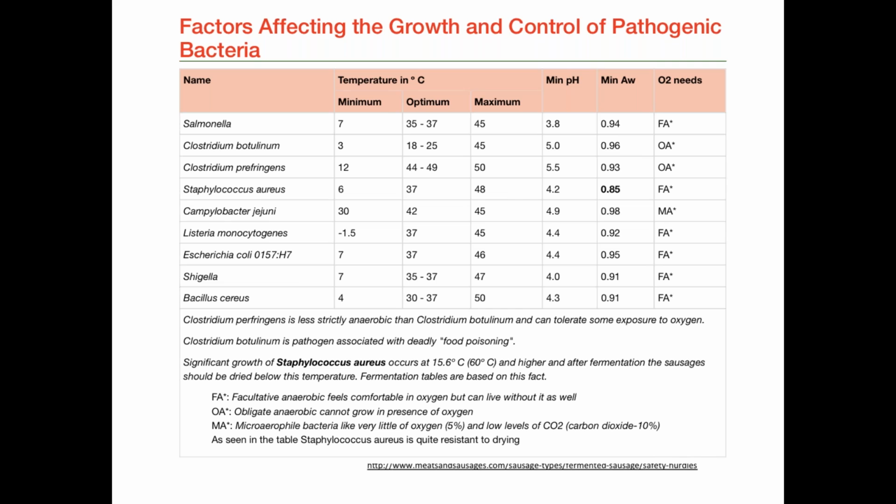Significant growth of Staphylococcus aureus occurs at 15.6 degrees Celsius and higher, and after fermentation the sausages should be dried below this temperature. Fermentation tables are based on this fact. So we see how some of these microbes act differently than others. Listeria is definitely a big one because it survives in freezing temperatures. But staph is definitely one of our bigger pathogens of concern in salumi production.